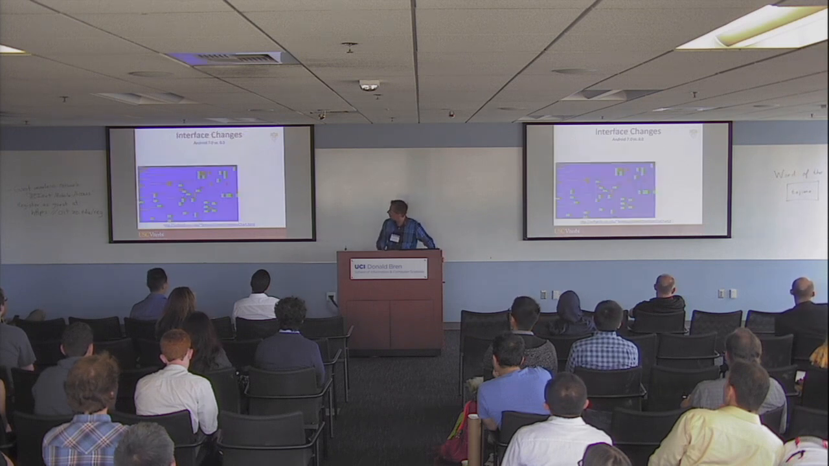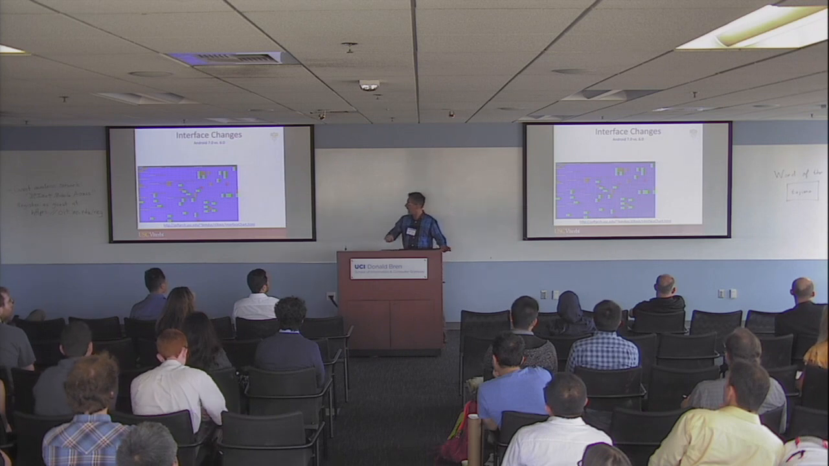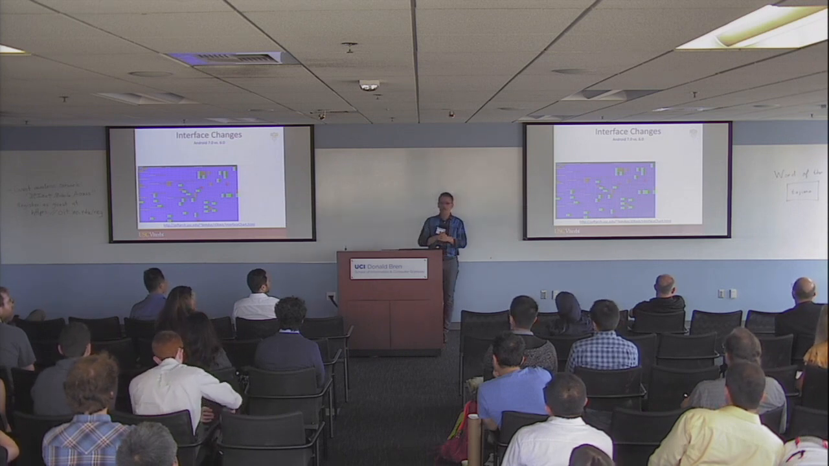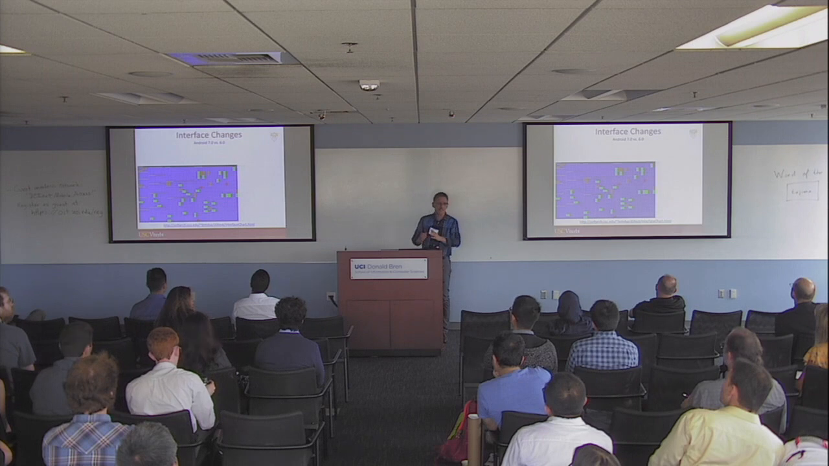Other things that we wanted to look at was what happened to interfaces. So this shows kind of a grid view of everything that happens in Android. And blue means unchanged.